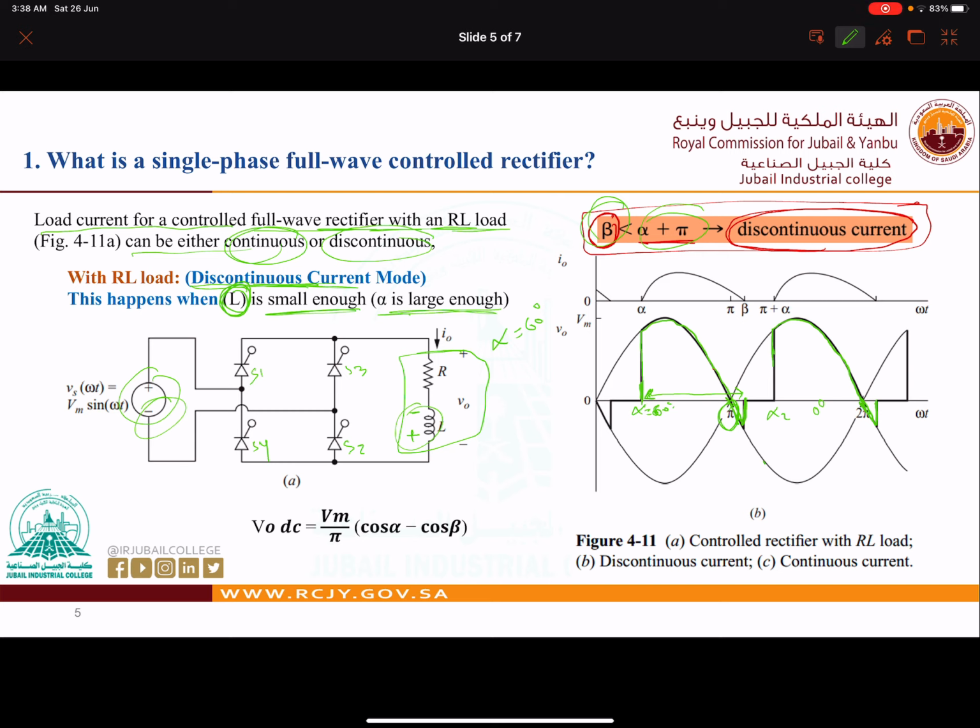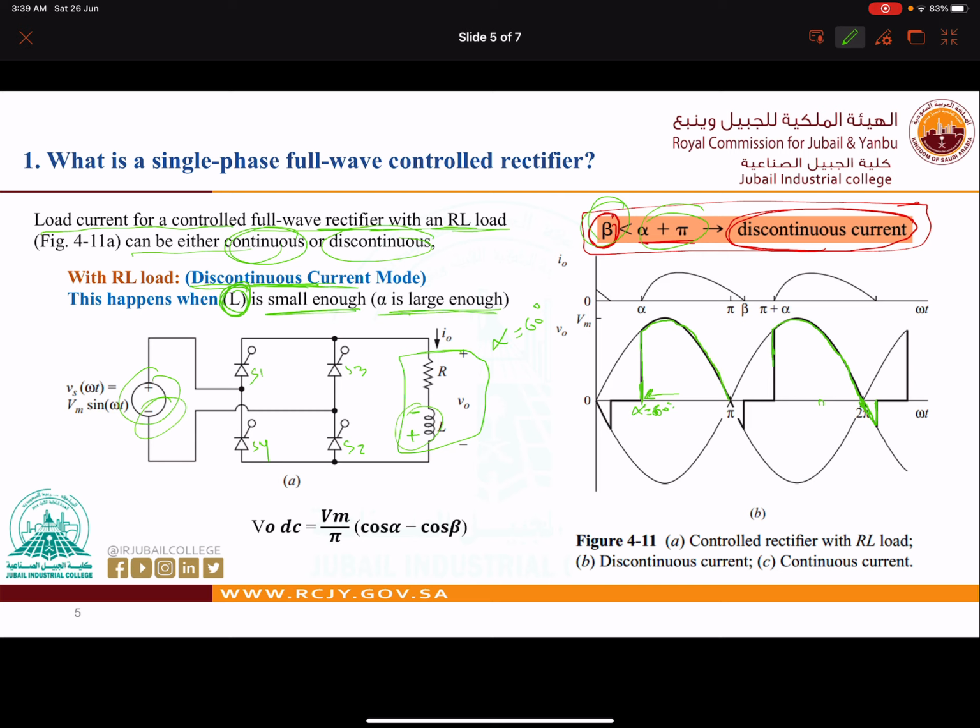So here we have alpha at this point. At this point we have pi plus alpha. As you can see here, pi plus alpha is bigger than beta. Beta is here, huh? So alpha, let me just do it again. Maybe it's not clear. Let me just do it again.